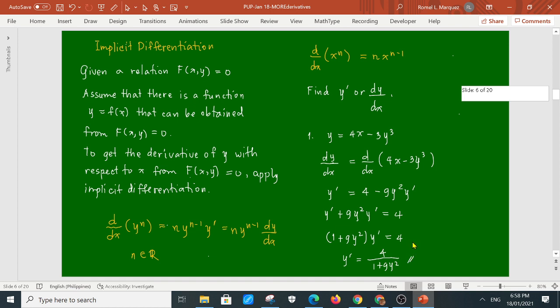Okay? So notice that the answer is in terms of y, because it's not easy to express y in terms of x. So we leave it as is, as long as the derivative is isolated on the left side.